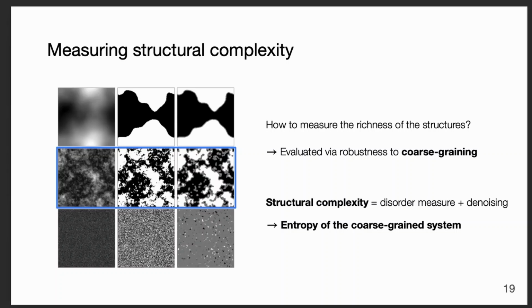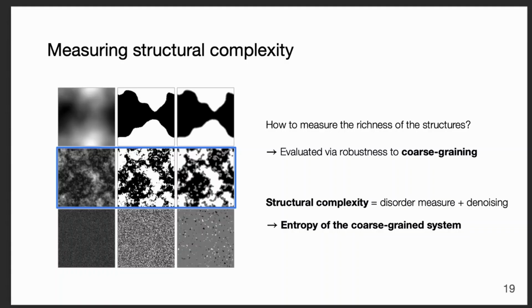So if it's mainly white, you keep it white. If it's mainly black, you keep it black. And if it's somewhere in between, at a percentage that you define, then it becomes gray. And when you coarse grain these images, what you obtain are the 3 images that are here, that somehow resemble our coffee automaton. And so now we can define what the structural complexity is.